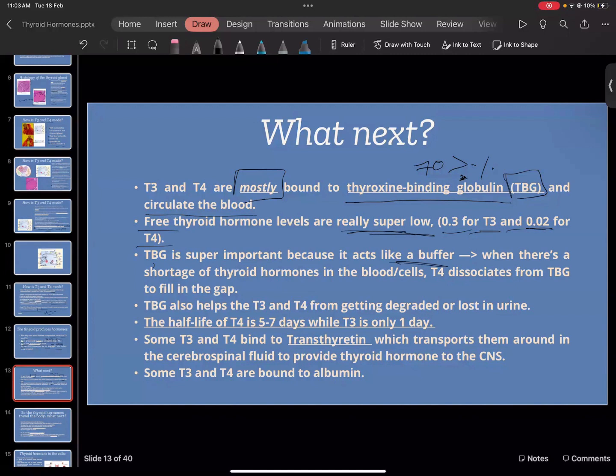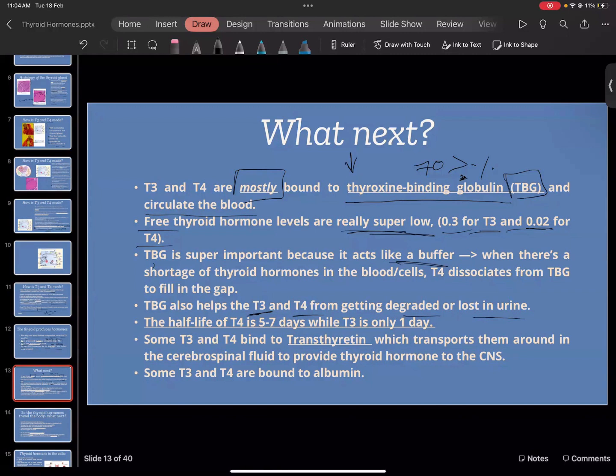You guys know what a buffer is. A buffer means that if the levels of T3 and T4 in the blood increase, then it binds more T3 and T4. If the levels of T3 and T4 in the blood decrease, then it releases some of the T3 and T4 so they can fill in the gap. TBG also protects T3 and T4 from getting degraded or lost in urine. So basically, it increases their half-life. If they were left free in the body, they would probably get degraded really quickly. They would be lost in literally every place. So it makes sense that they get stored in the TBG.